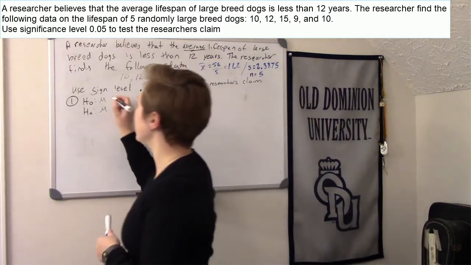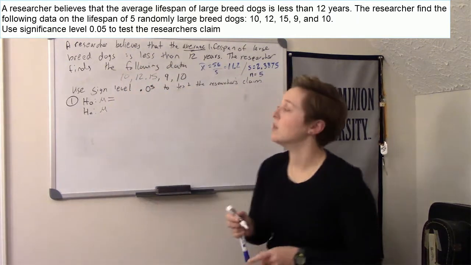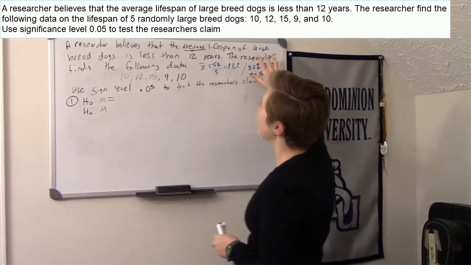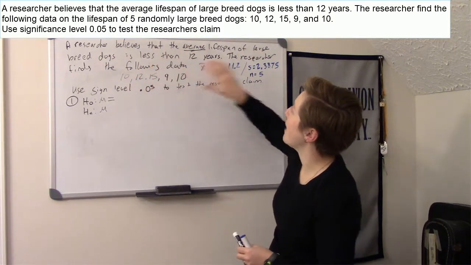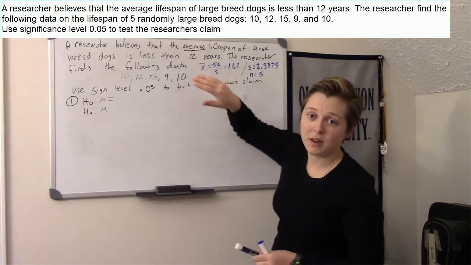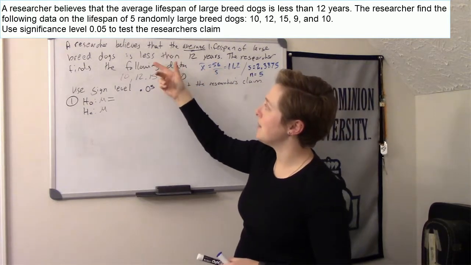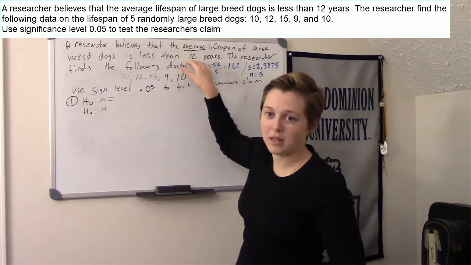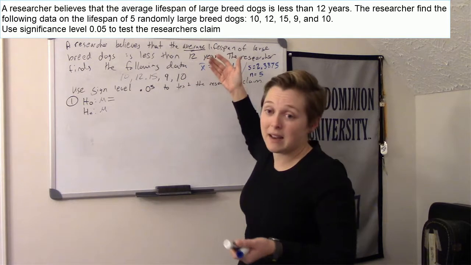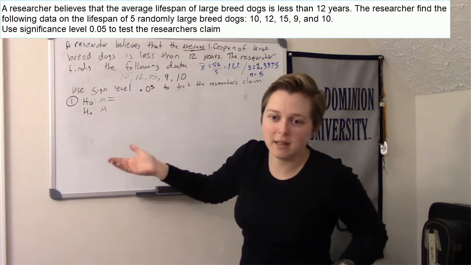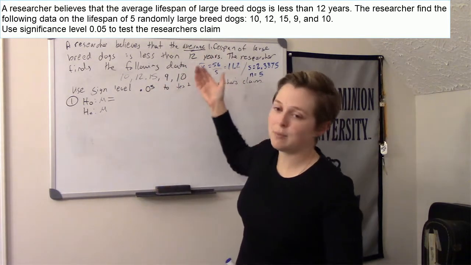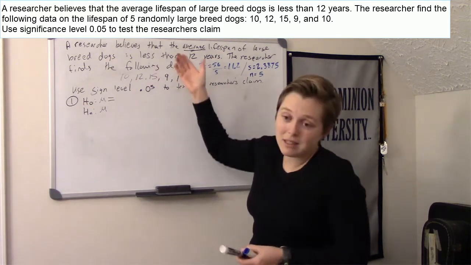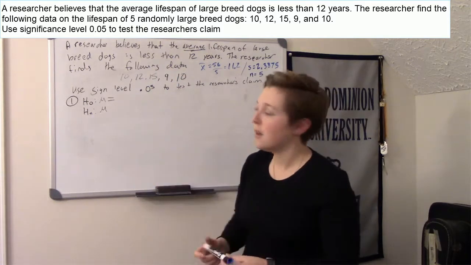The null always has the equal sign. What do you think it's going to equal? 12. The researcher is testing if the average lifespan is less than 12 years. Where they got 12 from, who knows? People must believe that large breed dogs live 12 years, and this researcher thinks it's less than that. So it equals 12.